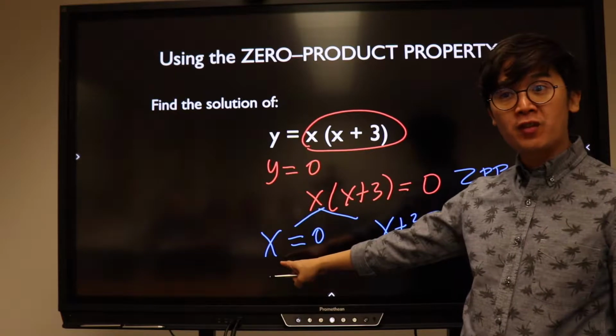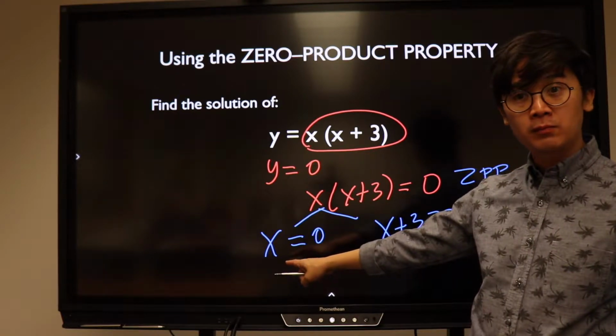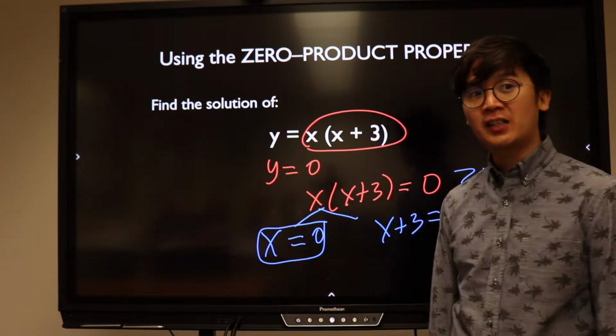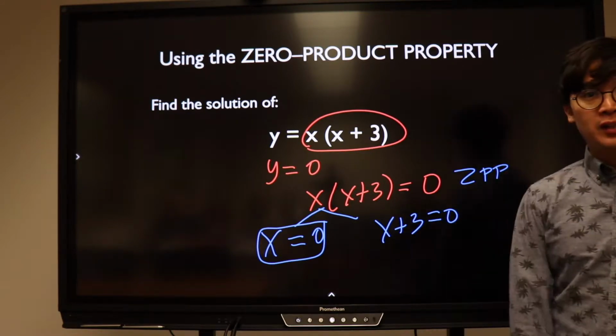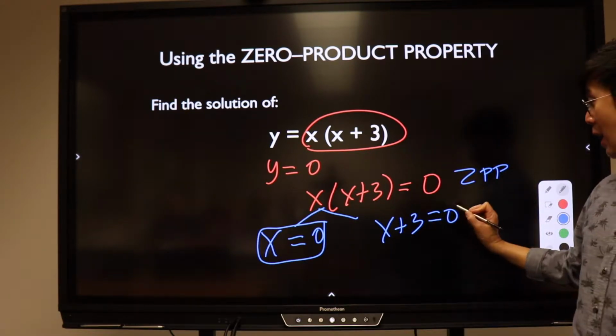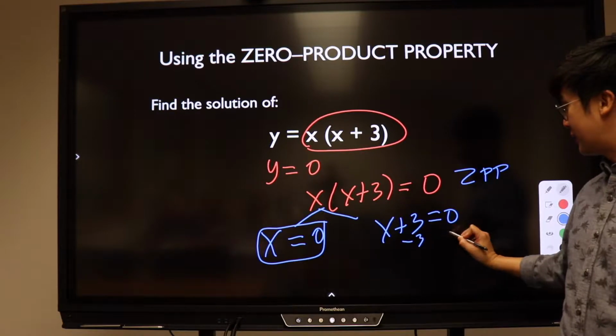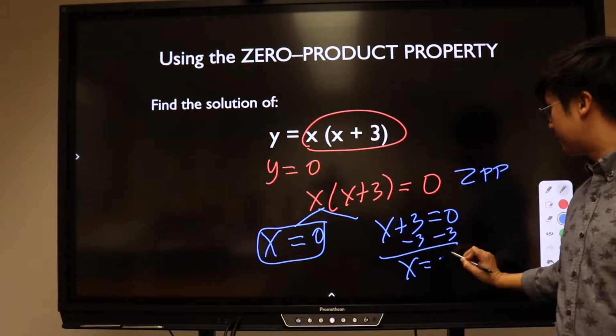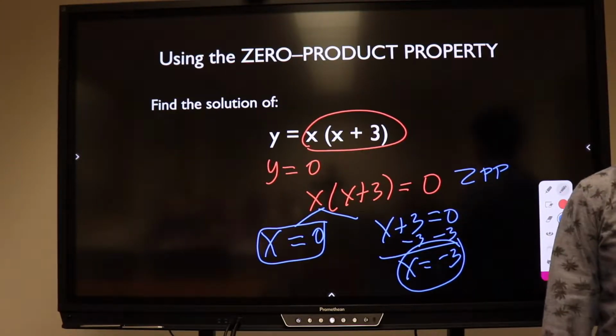Do we need to solve for x for the first solution? No. We know that it's x equal to 0. Do we need to solve it for the second one? Yes, of course. How? Minus 3. So it's x equals negative 3.